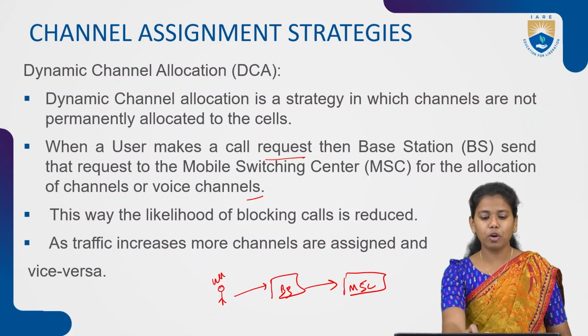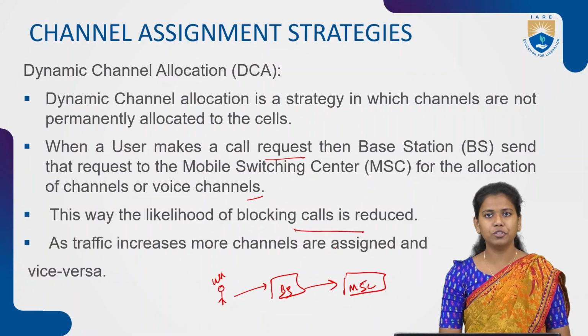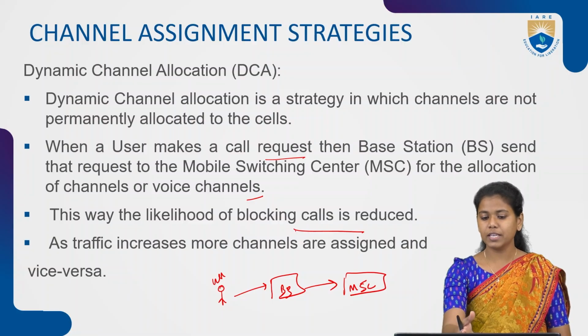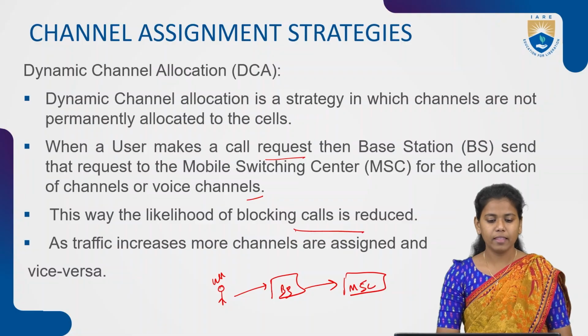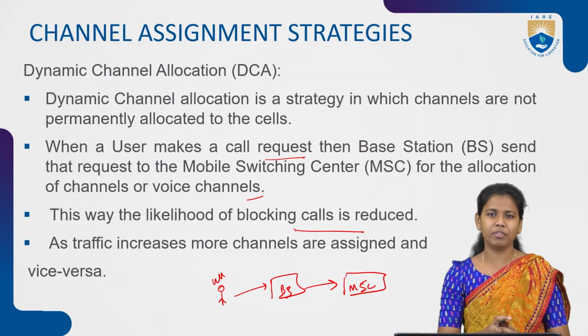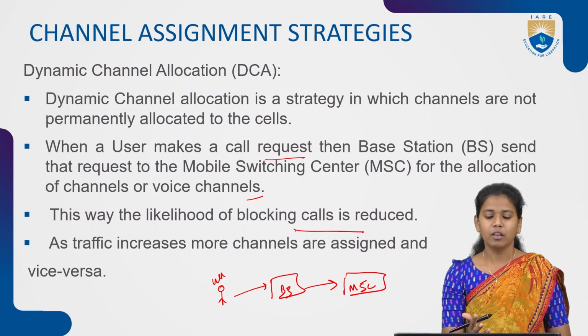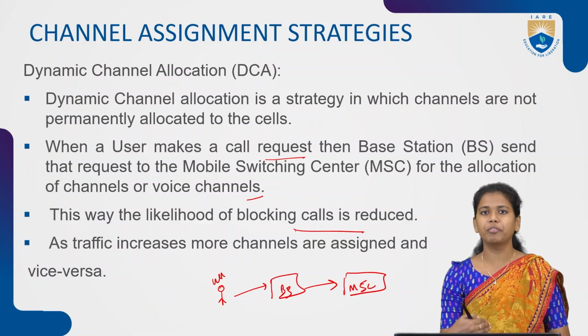And this way the likelihood of blocking is reduced. Blocked calls are reduced. In fixed channel allocation, we see call blocking, whereas in dynamic channel allocation, blocked calls can be reduced. And as traffic increases, more channels are assigned and vice versa. If the flow of calls is increasing, then more channels can be assigned to it, because there is a possibility of adding channels.